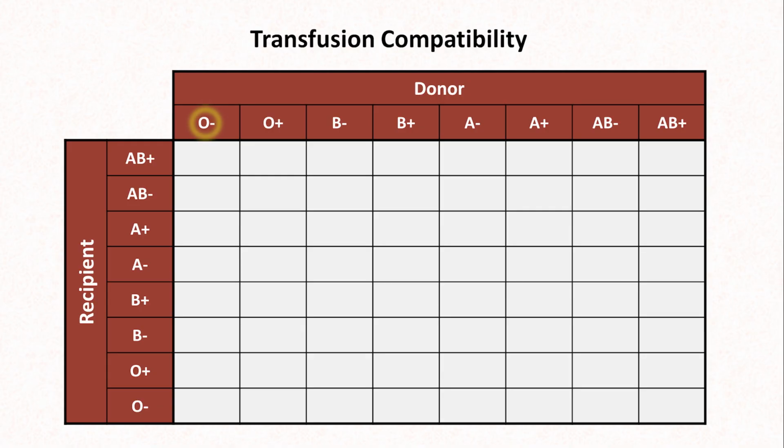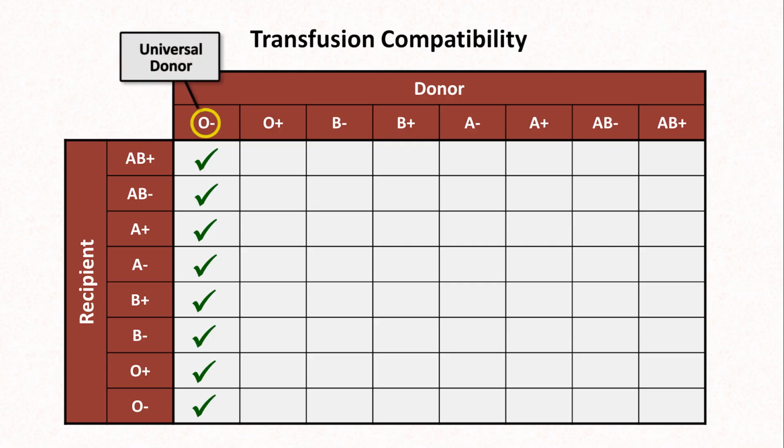A donor who is O negative has neither A antigens, B antigens, or RhD antigens. So in the absence of any major RBC antigens, their blood is safe to transfuse into any of the other conventional blood types. Thus, individuals who are O negative are sometimes referred to as universal donors.